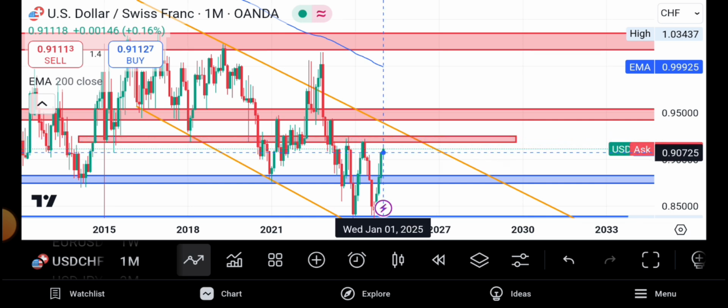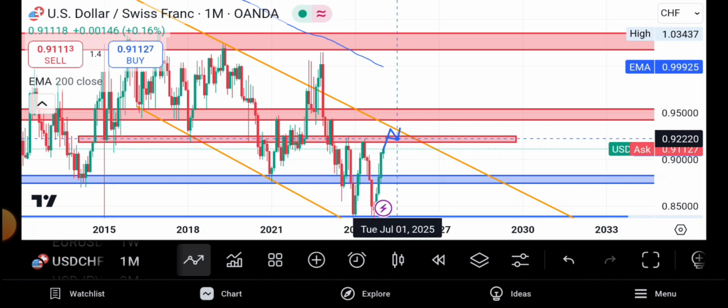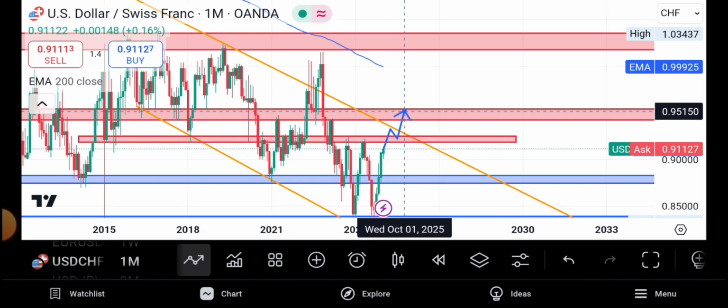So if you are going to break this zone and retest like that, now we are going to aim at this zone. Are you together? Now we are going to aim at that zone.